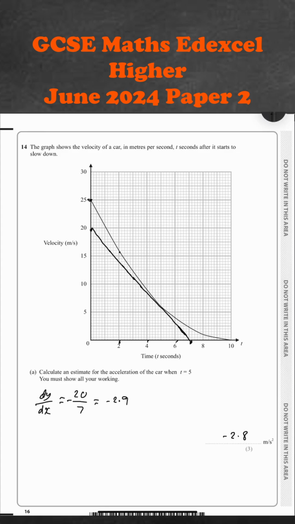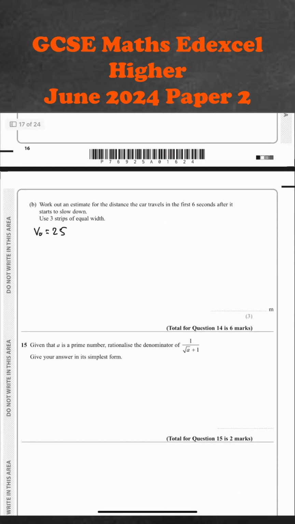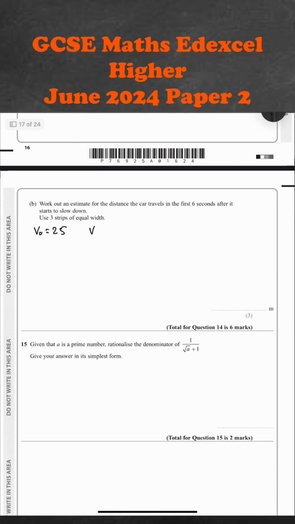That's not 17, that's 16, isn't it? At 4, we've got 9. And at 6, we've got, that looks like 4 to me. So what I'm going to do is go down. V2, 16, V4, 9, V6, 4.